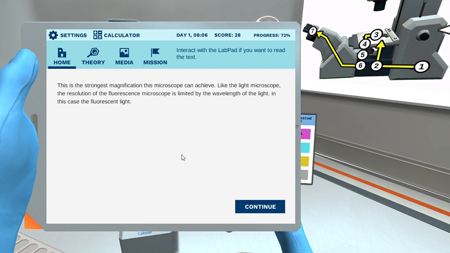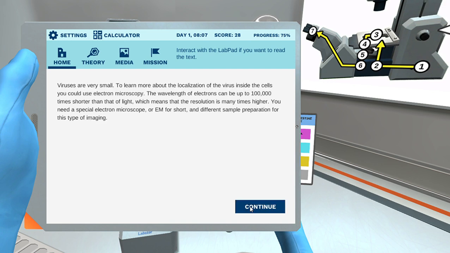This is the strongest magnification this microscope can achieve. Like the light microscope, the resolution of the fluorescence microscope is limited by the wavelength of the light. In this case, viruses are very small. To learn more about the localization of the virus inside the cells, you could use electron microscopy.